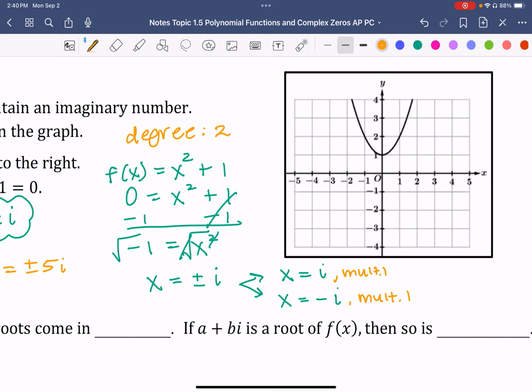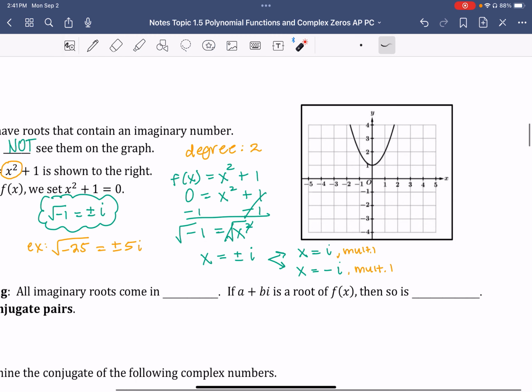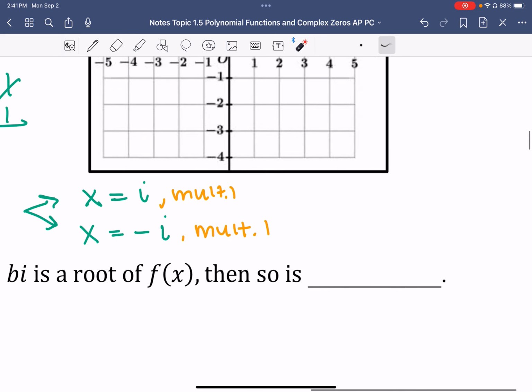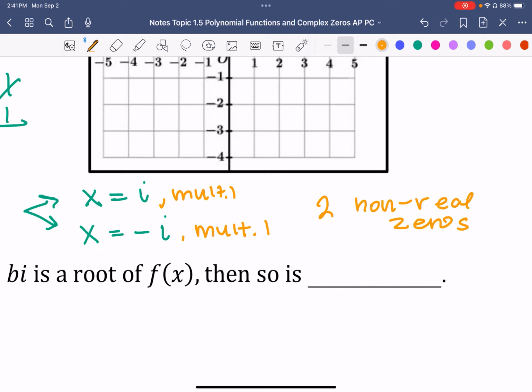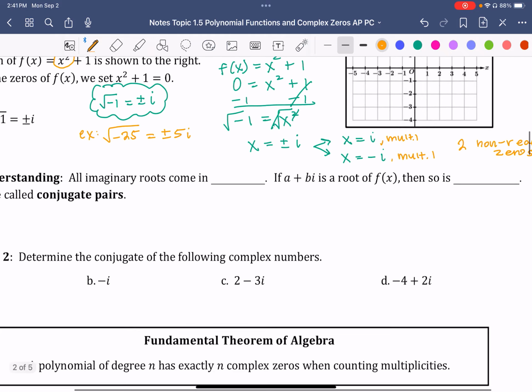Okay, so basically you see that on this graph, this is the graph of x squared plus 1. You have 0 real roots. Never does this graph touch the x-axis. So there are 0 real x-intercepts, okay? But there are 2 imaginary roots, 2 non-real roots. So I can put that on here. There are 2 non-real zeros, okay? All right, moving on.